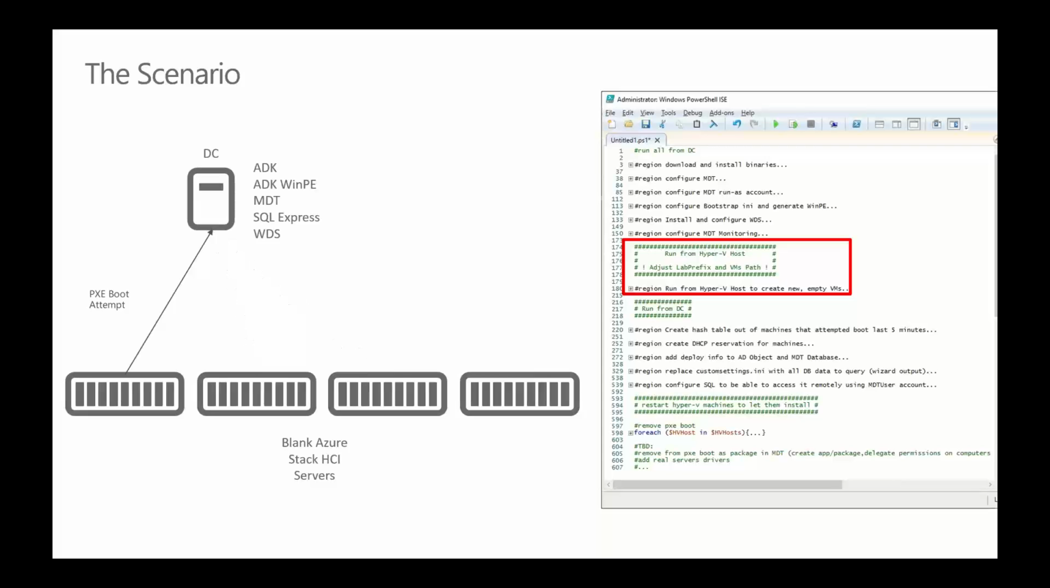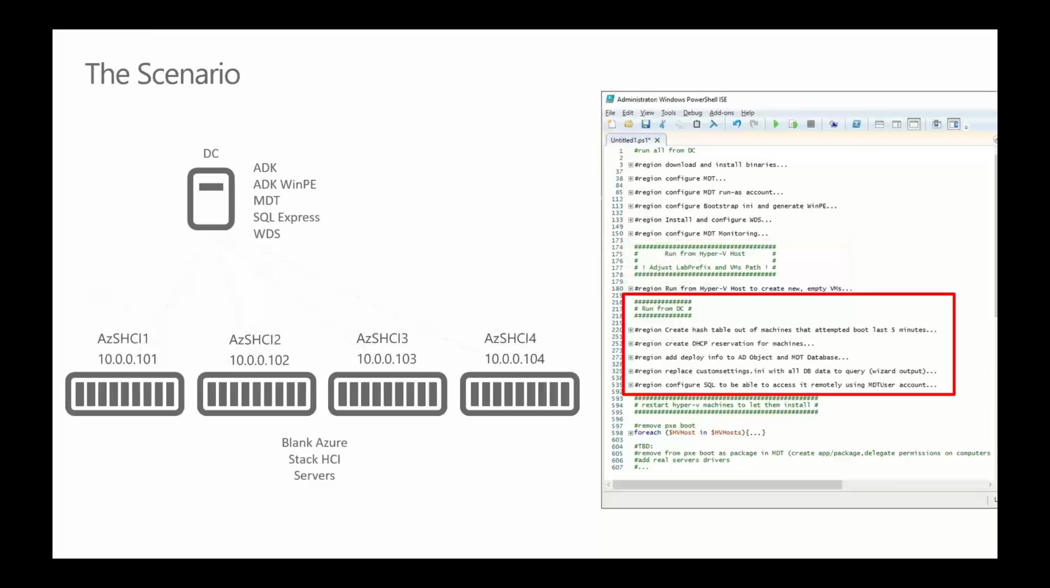We first created the first machine, then the second machine and attempted to boot, then the third machine, and the fourth machine. So what we will do then is create a hash table out of the machines that attempted to boot. We know that the first machine that attempted to boot will have the name Azure Stack HCI 1, with IP address 101. The second one will be 2 with 102, 3 with 103, and 4 with 104, right? So we will add the information about the machines into the SQL Express database, into the MDT database. And we will also add the information into the Active Directory object.